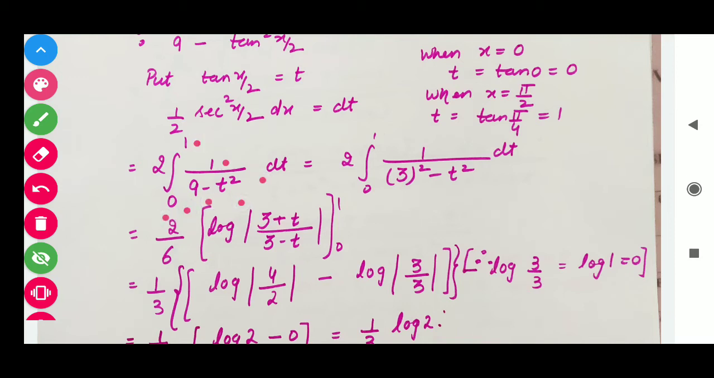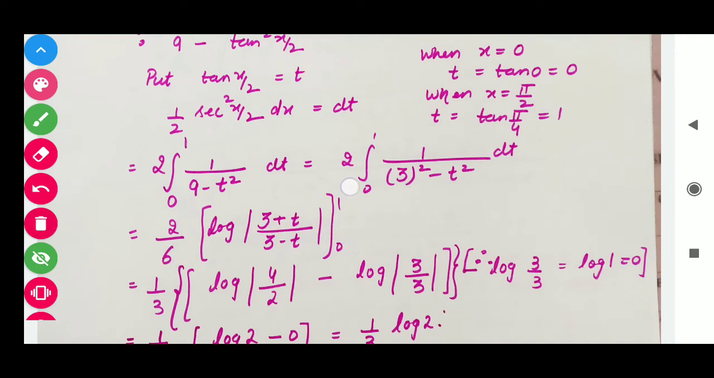Now students, we use the special form of integrals. Here we have 1 over a square minus t square. Its formula is 1 over 2a log of a plus t over a minus t. A is 3, so we write here 3 plus t over 3 minus t. Now the limits are 0 to 1.